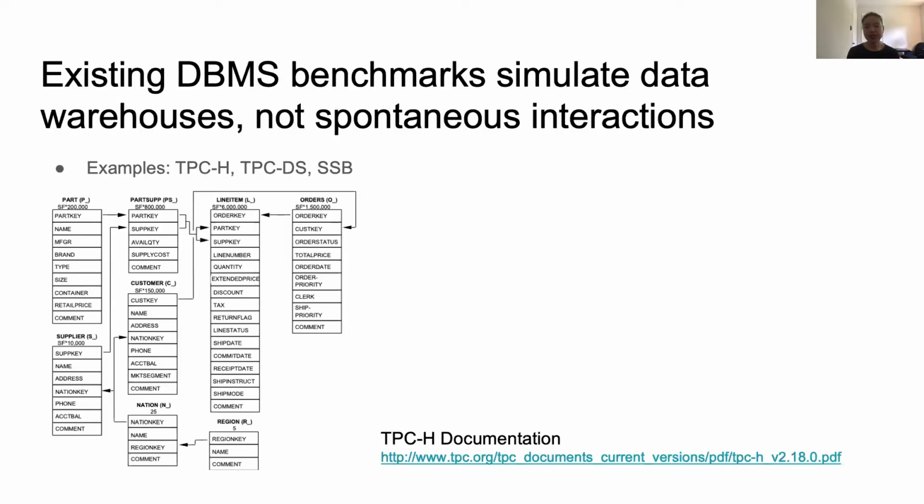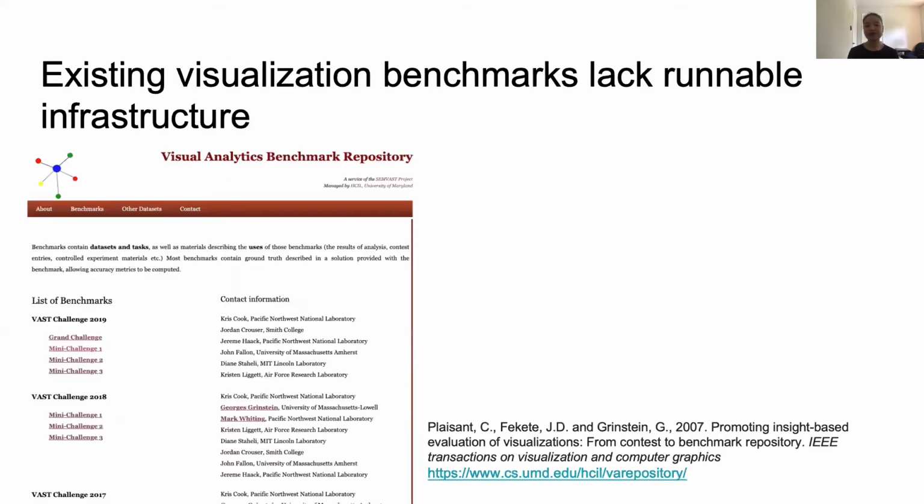So given this use case, how are existing benchmarks supporting or not supporting it? We find that existing DBMS benchmarks like TPC-H, TPC-DS, and the star schema benchmark, or SSB, tend to simulate data warehouses and not spontaneous interactions with exploratory visual analysis interfaces. In contrast, we do find that visualization benchmarks contain interaction data for realistic EVA scenarios, but they lack any runnable infrastructure that we can use for actual systematic benchmarking purposes.